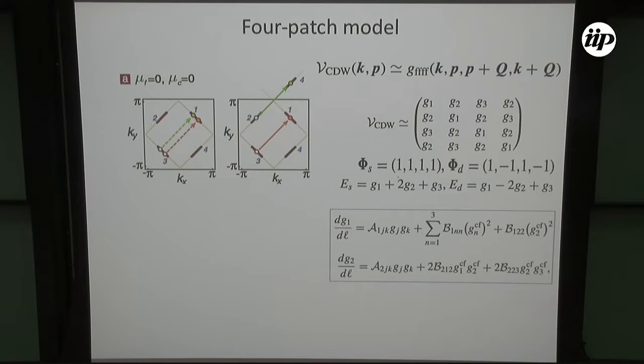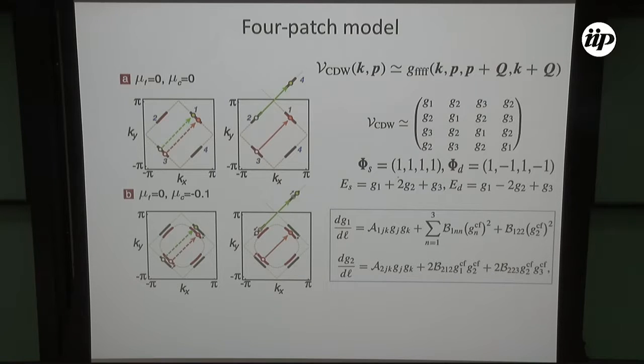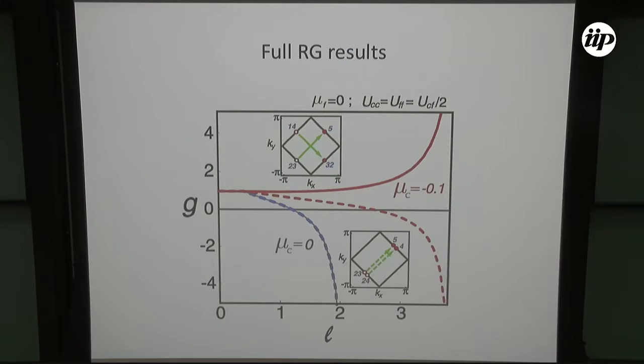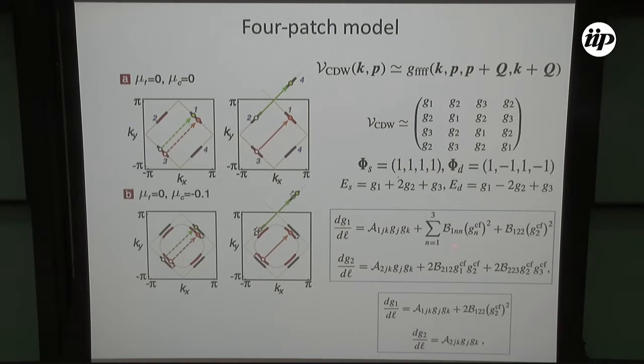So what happens if I have two species? Now I have to consider these terms as well. These additional terms are cases in which I have C particles, say, coming in and out, and in between, they can be mediated. There's a bubble for the F fermions in the middle. So these coefficients B here are all negative.